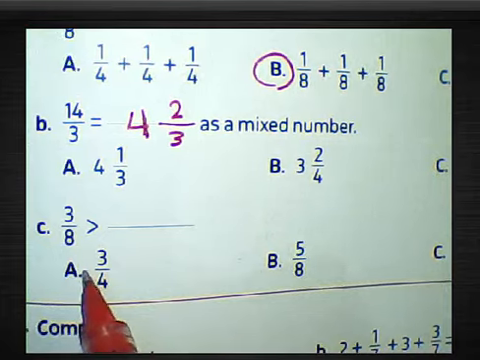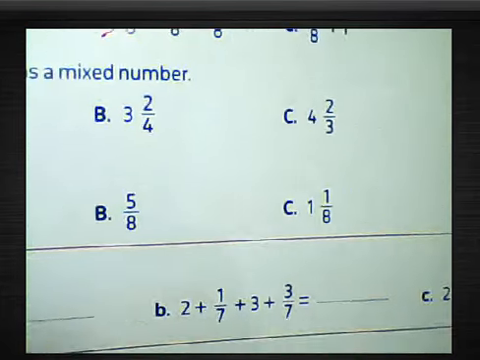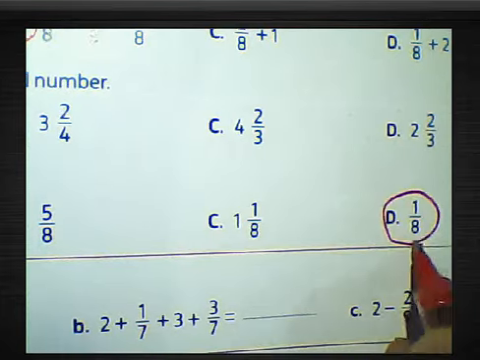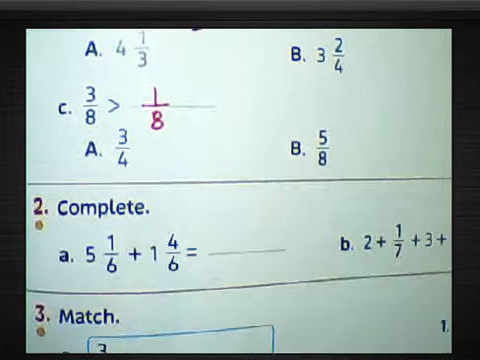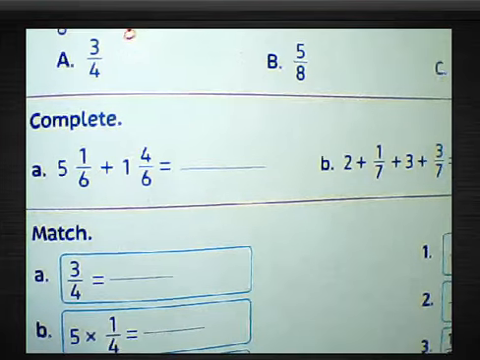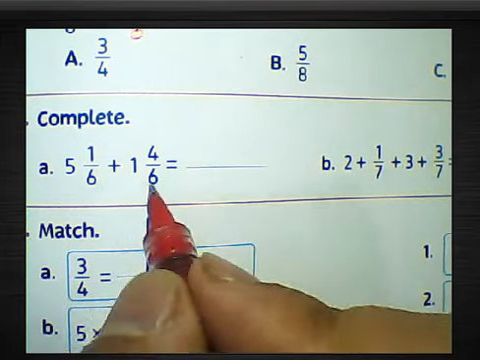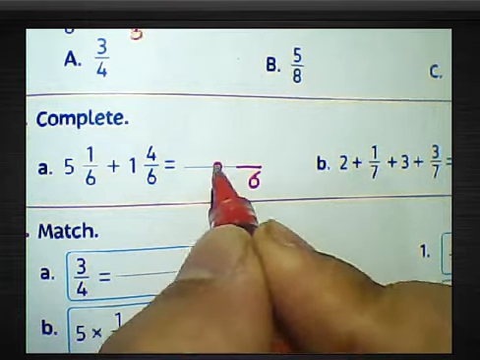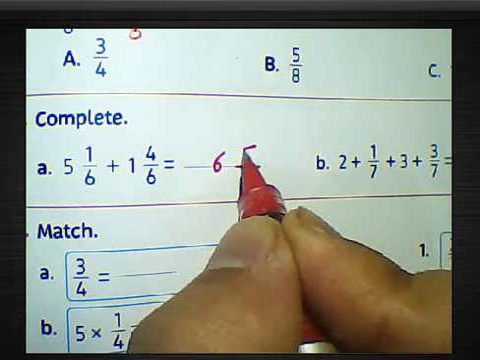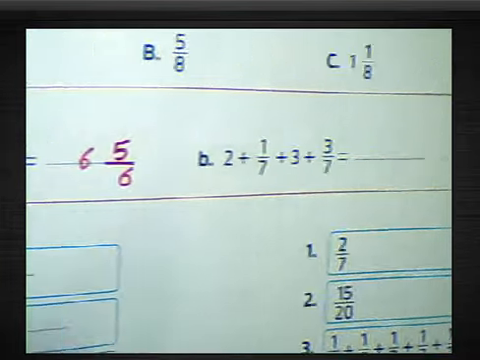3 over 8 is greater than 1 over 8. Letter D. Complete. 5 and 1 over 6 plus 1 and 4 over 6. We have like denominators here, right? 6 in the denominator, and 5 plus 1 equals 6, 4 plus 1 equals 5. The result will be 6 and 5 over 6.